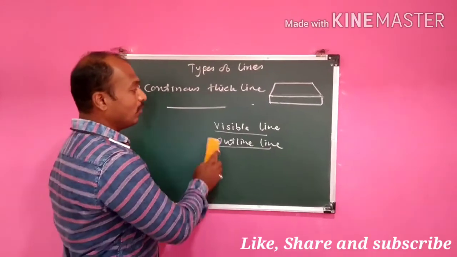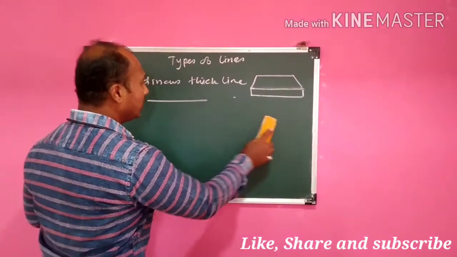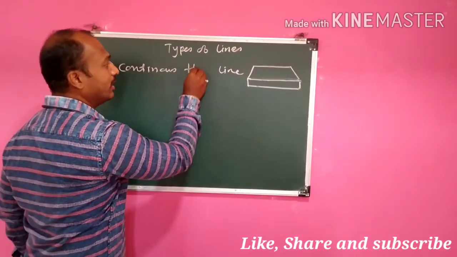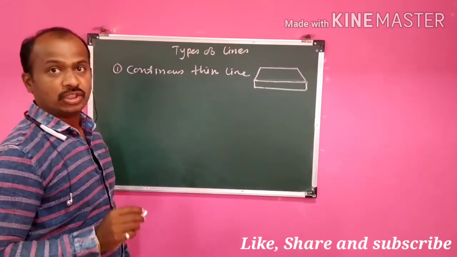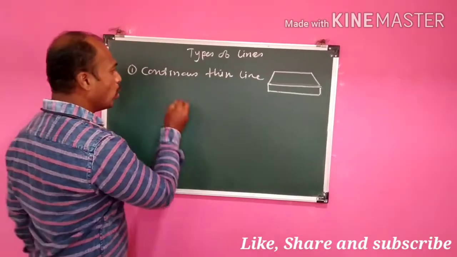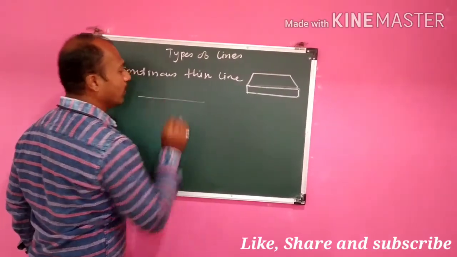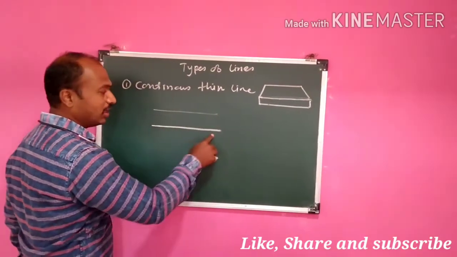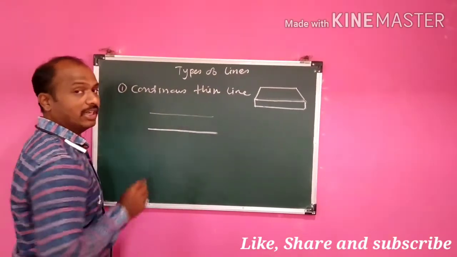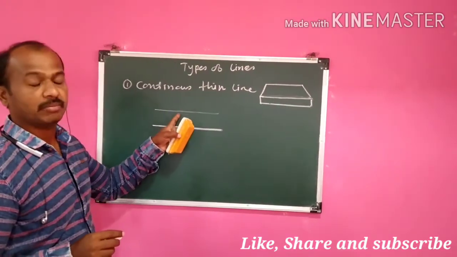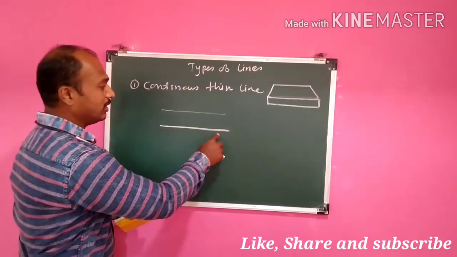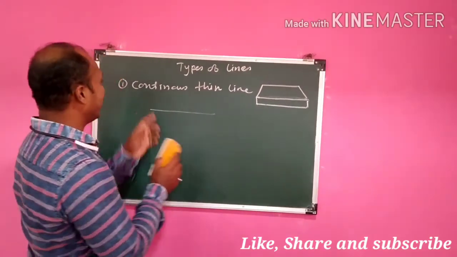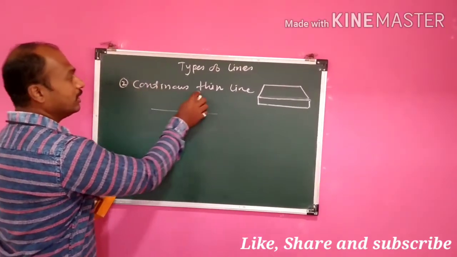Okay. Now we move further. The second type of line is the continuous thin line. It is the same as the thick line, only it is thinner than the earlier one. So you can compare here. This is the continuous thick line. This is the continuous thin line. You can identify them by their thickness. This is the second type of line, the continuous thin line.